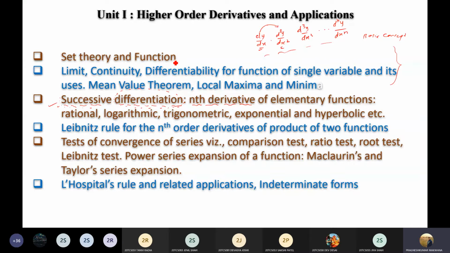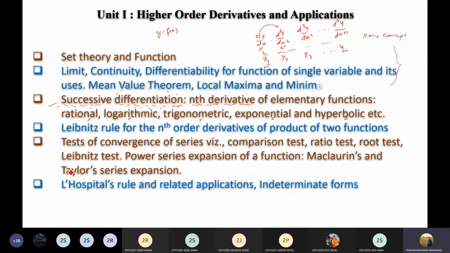Now another symbol we have used here: the first derivative is denoted by the symbol y1, because we know that y is equal to f of x. So here dy by dx is known as y1. In this semester we use this symbol y2, so y2 is known as the second derivative with respect to x. Similarly, y3 up to yn. Now in this topic we have to find the nth derivative of some elementary functions like rational, logarithmic, trigonometric, exponential and hyperbolic.